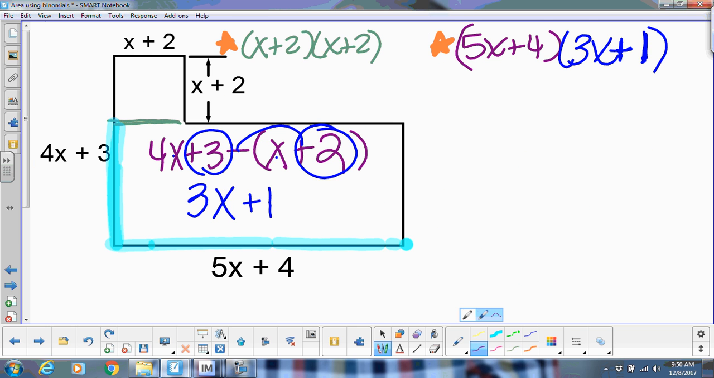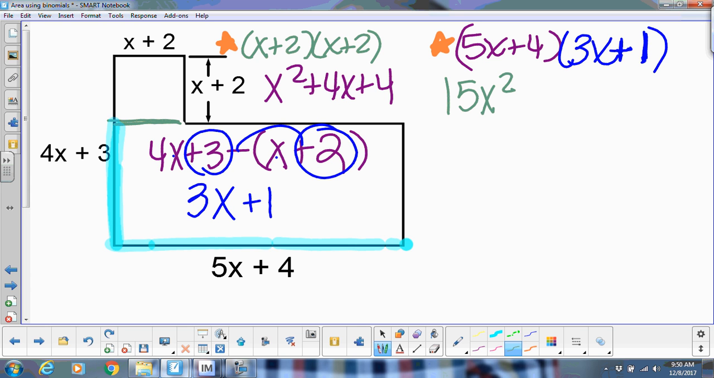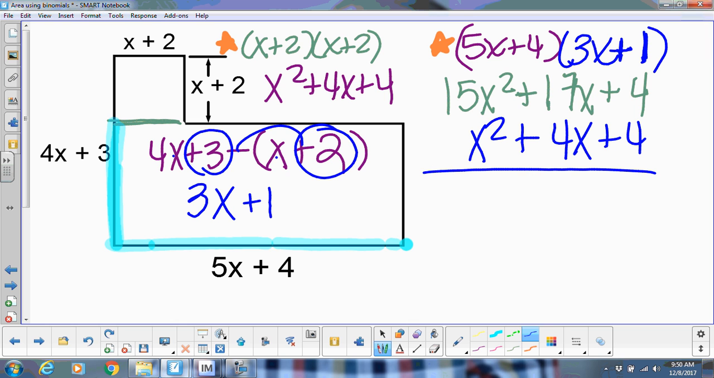Second one. Okay, small area should have been x squared plus 4x plus 4, yes? All right, large area should be 15x squared plus 5 and 12, 17x, plus 4 times 1, 4. And then we're going to add to that the x squared plus 4x plus 4, which gives you a final answer of what? Good job.